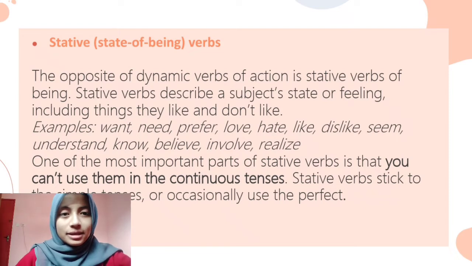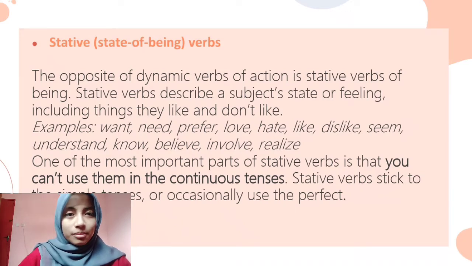Second is stative or state of being verbs. The opposite of dynamic verbs of action is stative verbs of being. Stative verbs describe a subject, state, or feeling, including things they like and don't like. Examples: want, need, prefer, love, hate, like, and dislike.